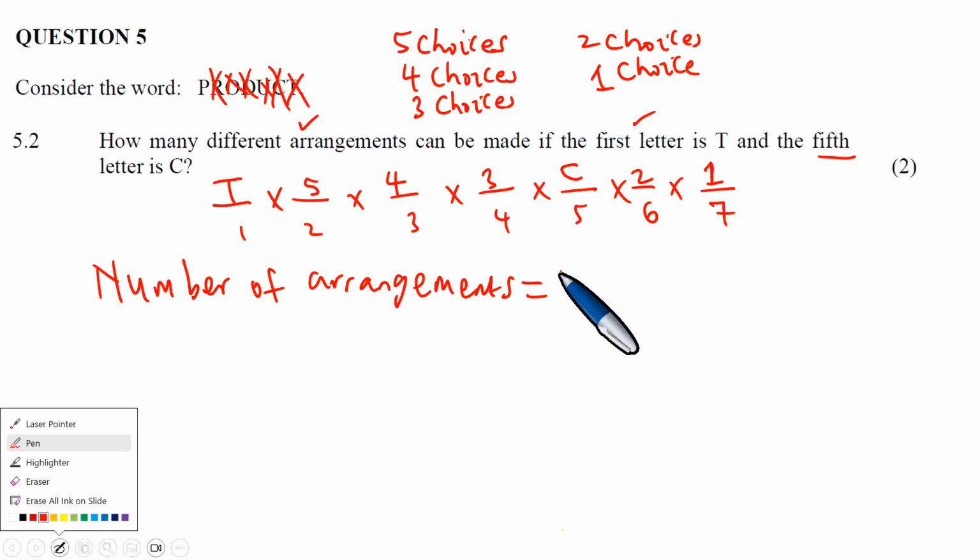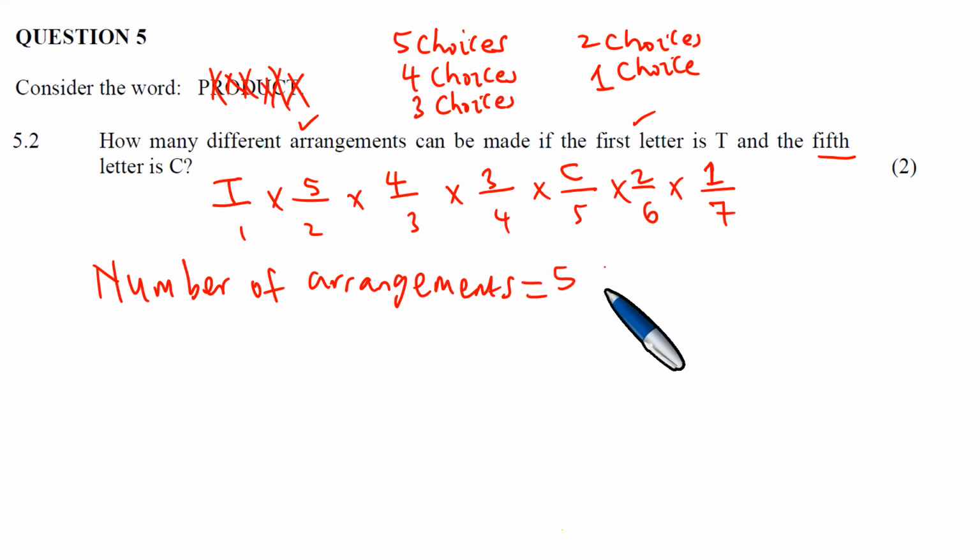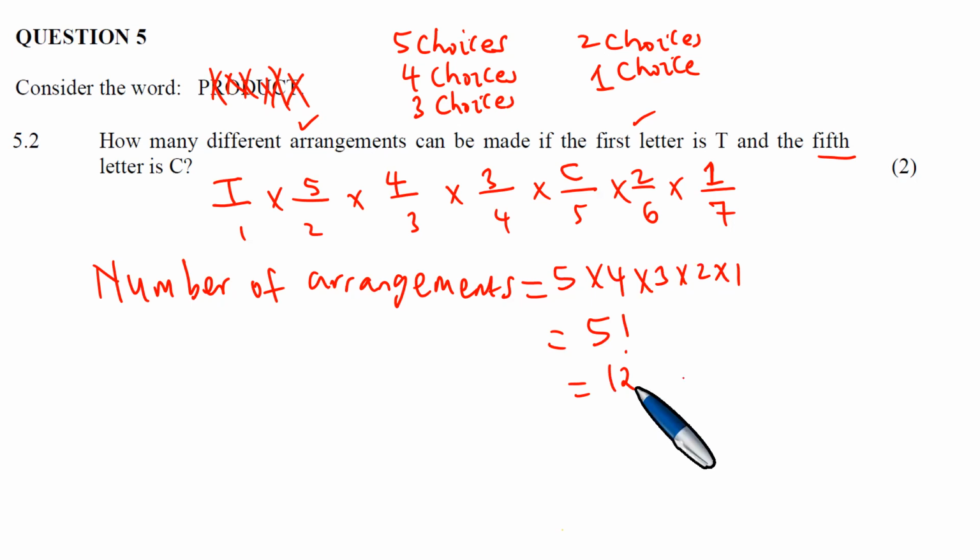So it's going to be 5 times 4 times 3 times 2 times 1. It is therefore called 5 factorial. And if you use your calculator, it's 120. The number of the arrangements is 120 arrangements. Okay, so we are surely good. Let's look at 5.3 now.